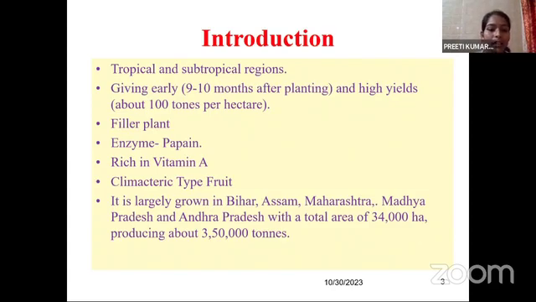The major papaya growing states are Bihar, Assam, Madhya Pradesh, Maharashtra, and Andhra Pradesh. The total area cultivated is 34,000 hectares, producing about 350,000 tons of papayas.